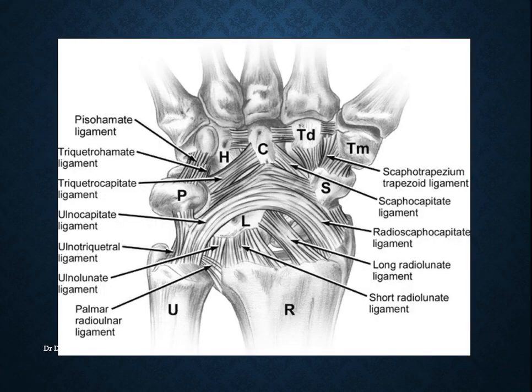These are the ligaments of the wrist complex. You could see all the ligaments. Here what you can see, the triquetrocapitate ligament, this is the V-shaped ligament, and the scaphocapitate ligament. Here you could see this V deltoid. This is called the deltoid ligament of the hand.